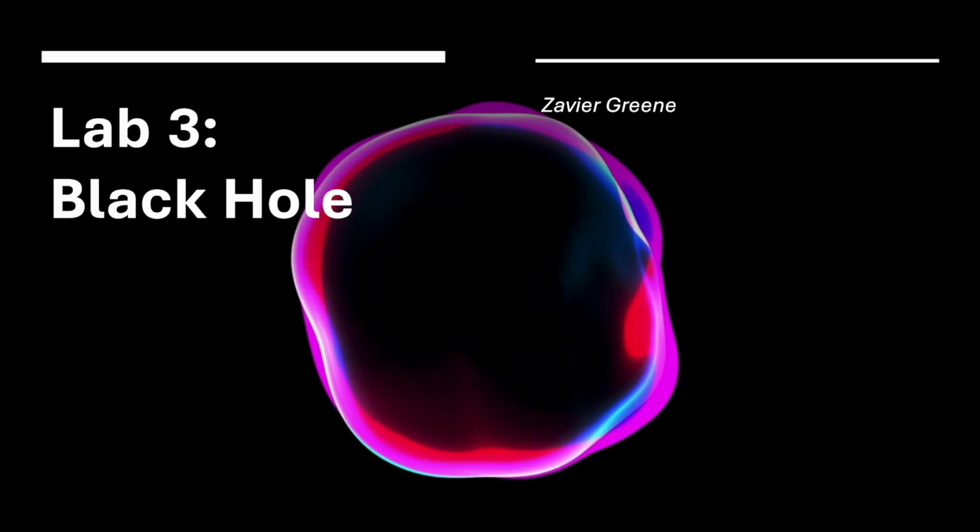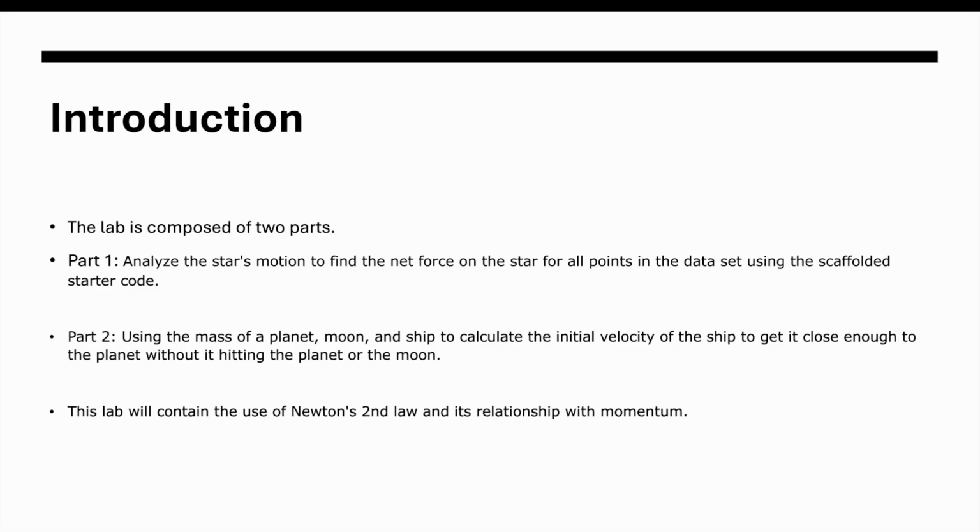In this lab, I analyzed the motion of a star orbiting a black hole to estimate the mass of that black hole. And then I simulated a spaceship orbiting a planet and its moon to study how gravitational forces influence motion in multi-body systems. The purpose of this lab was to use computational modeling to apply Newton's law of gravitation and Newton's second law to real orbital motion.